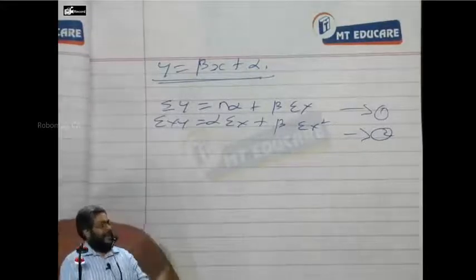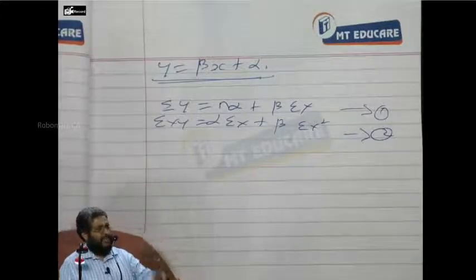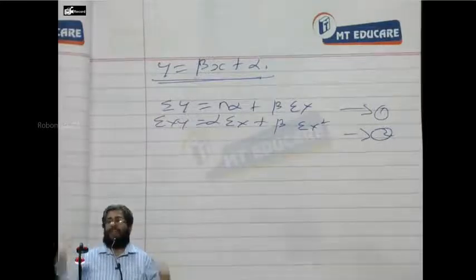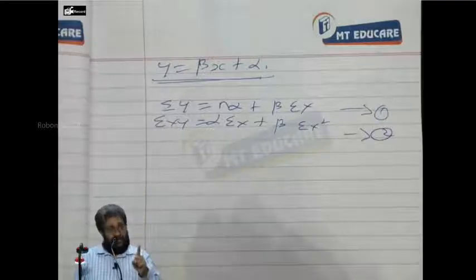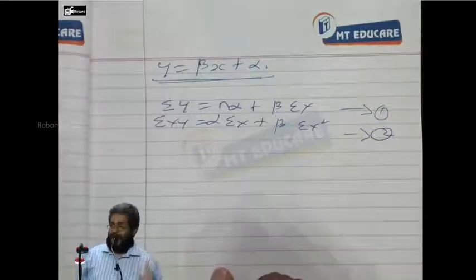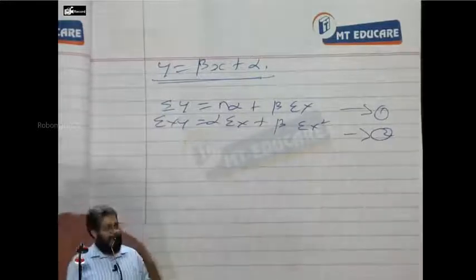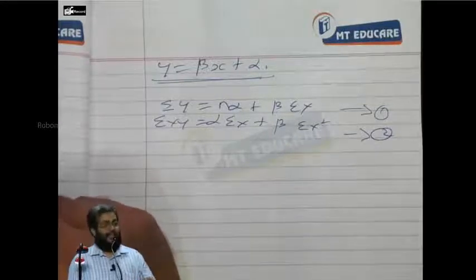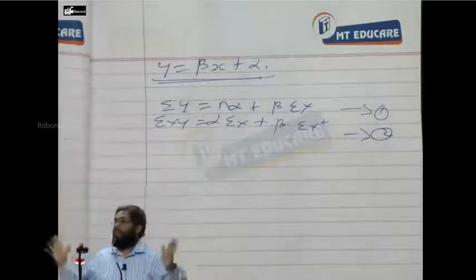To calculate beta using the regression equation method, I require 2 equations. The least squares method gives us 2 equations. First equation: sigma y is equal to n alpha plus beta sigma x. Sigma xy is equal to alpha sigma x plus beta sigma x square. Alpha is the intercept and beta is the slope of the security market line.